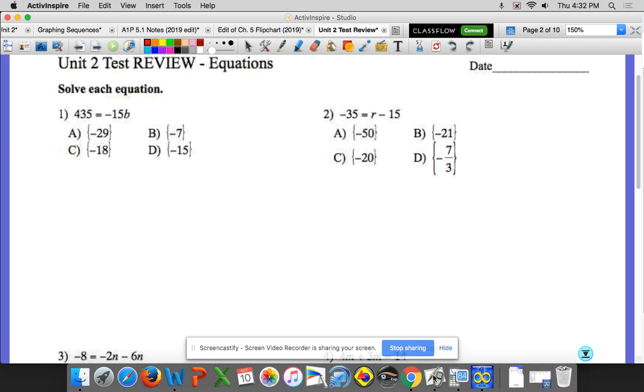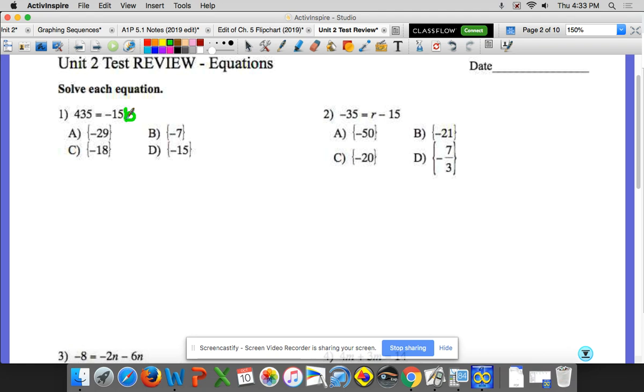Okay, so here we have the Unit 2 test review over solving equations. And so let's get started. So with number 1, and with all of these really, we have to remember that when it comes to solving equations, the entire time we are trying to get the variable by itself. That's the name of the game. We got to get it by itself.